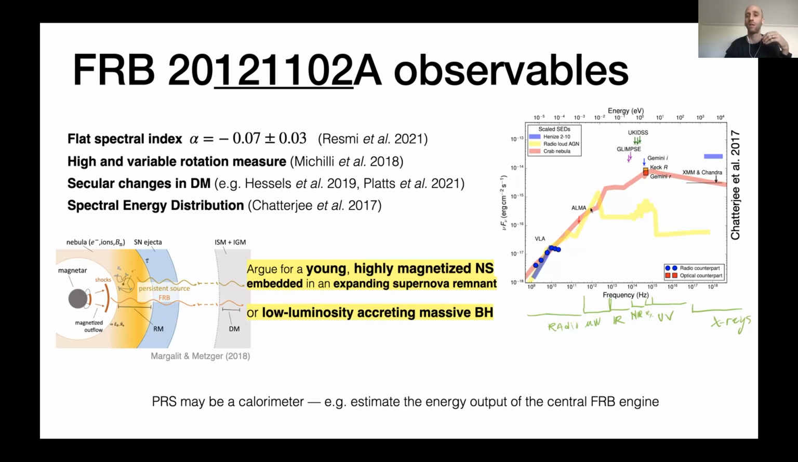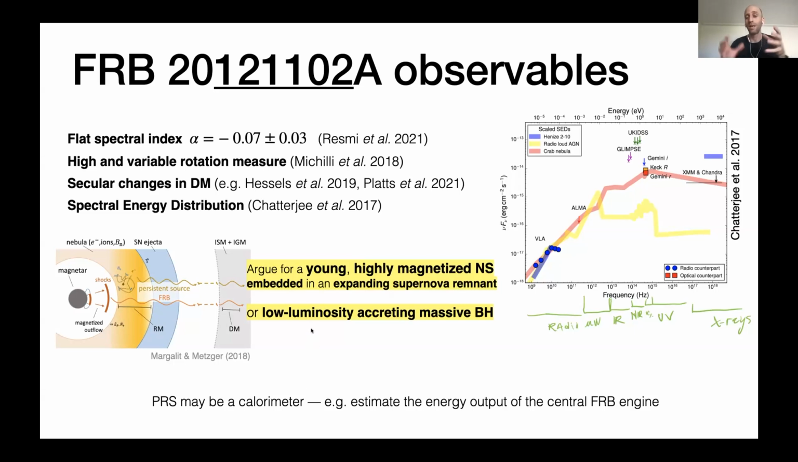Somewhat follows what is seen for a pulsar nebulae called the Crab nebulae, although orders of magnitude more luminous in this case. And so all of these kind of argued for the fact that we're looking at a very young, highly magnetized neutron star that would still be within the cocoon of the explosion that happened a couple of years ago, essentially.